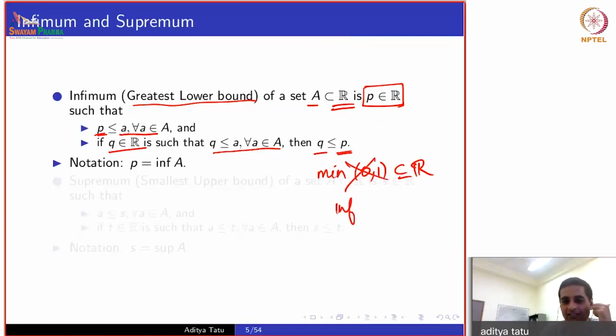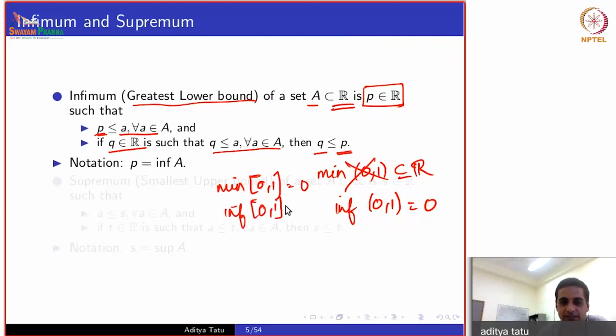But what is the infimum of this set? Infimum is 0. Exactly. So you can see that this P that we claim to be the infimum need not belong to this set A, it comes from R. That's the crucial difference between minimum and infimum. The minimum of the closed set 0 to 1, of course, is 0. And in this case, the infimum will also agree with the minimum. That's the difference between infimum and minimum. The notation is inf of the subset.